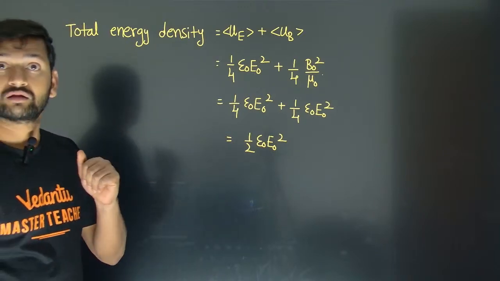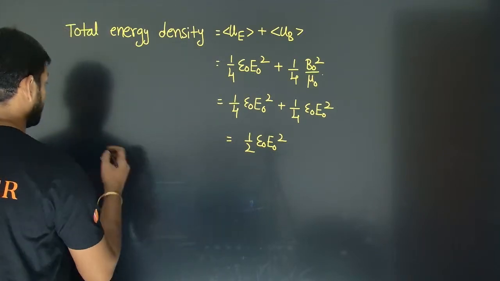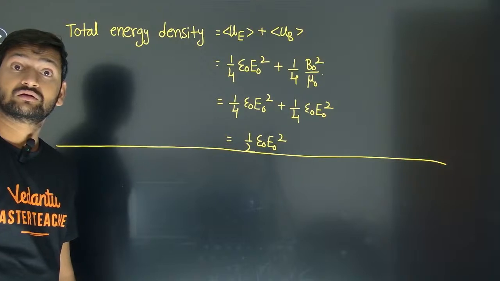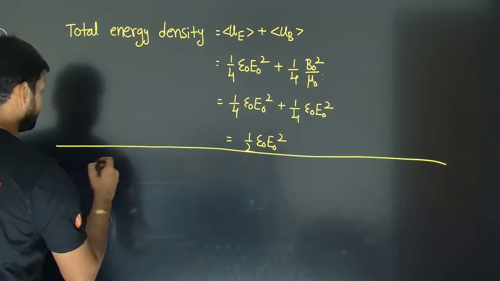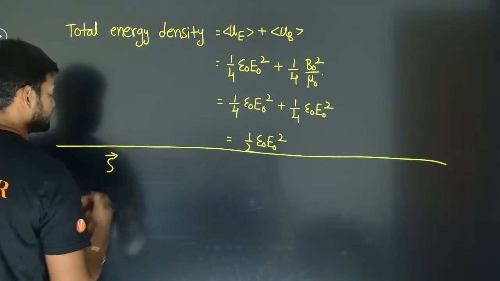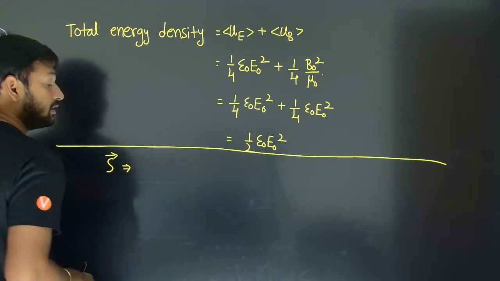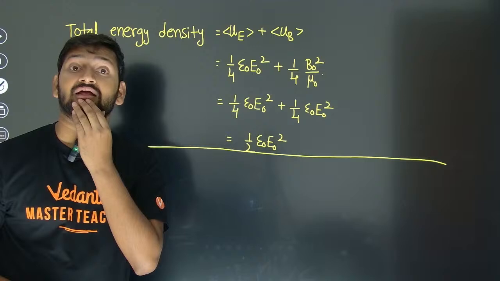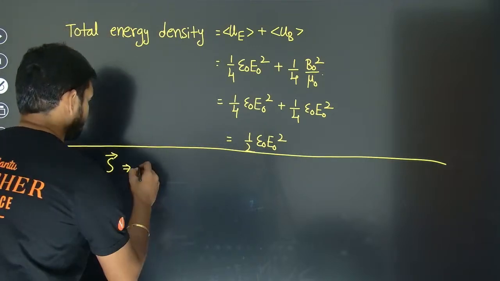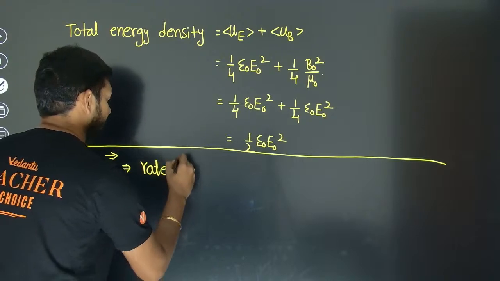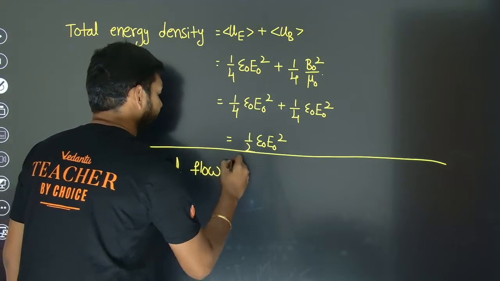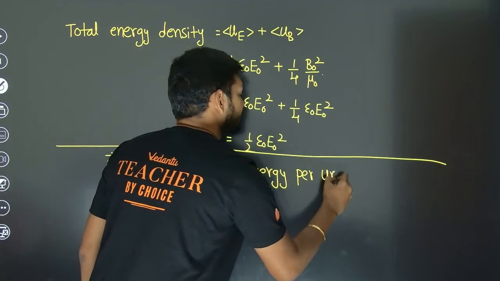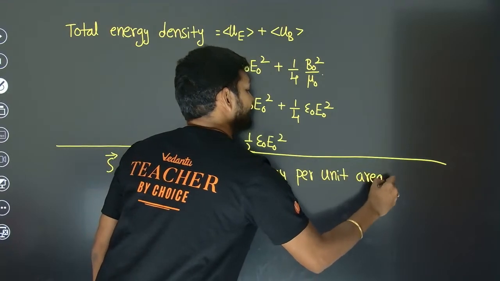Okay, fine. Now there will be something called the Poynting vector, represented with the symbol S bar. What does this give us? It is going to give us the rate of flow of energy per unit area. Man, this sounds like intensity, na?